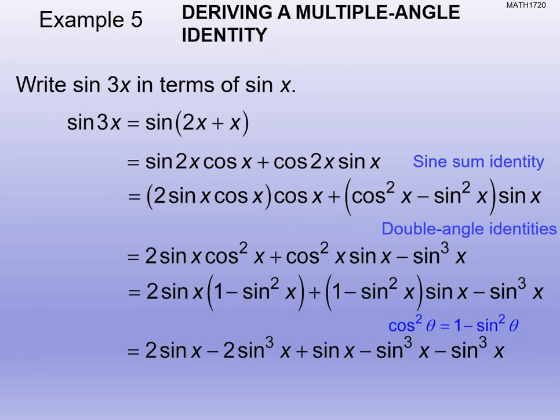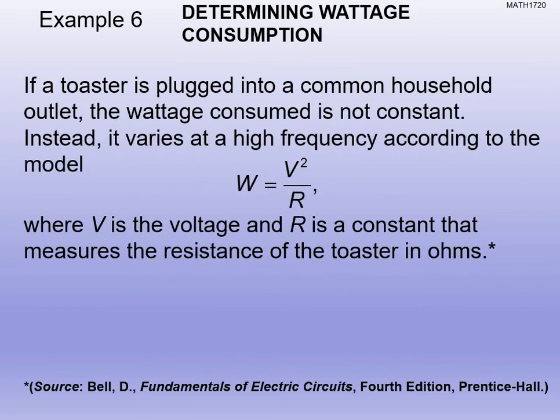So on the left-hand side of the equation, we're going to distribute 2 sine x to the 1 and to the minus sine squared x. When we do that, we get 2 sine of x minus 2 sine cubed of x. And then we're going to distribute the sine through on the other side, so we end up with sine of x minus sine cubed of x minus sine cubed of x. Then we just combine like terms and simplify everything down as far as we possibly can.